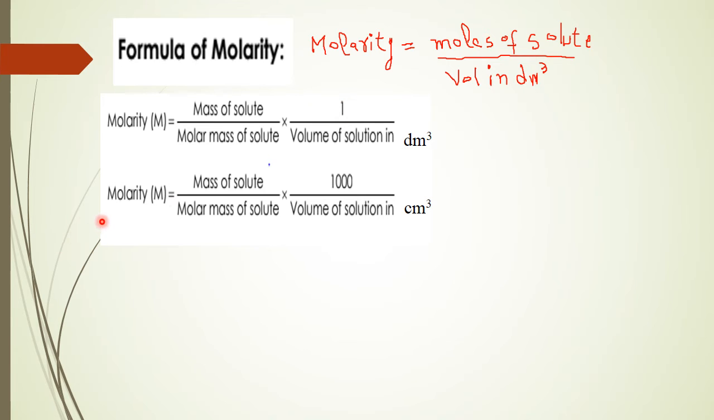Now if you see the next formula, molarity is mass of solute divided by the molar mass of solute, multiplied by 1000 divided by volume of solution in centimeter cube. If the volume of the solution in the question is given to you in centimeter cube, you will directly put the value of volume of solution here, but you have to add this 1000 over here to convert it into decimeter cube. If the volume of the solution in the question is given in decimeter cube, then there is no need to put 1000 over here.